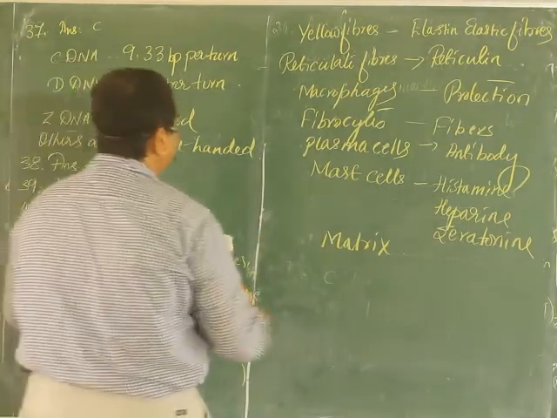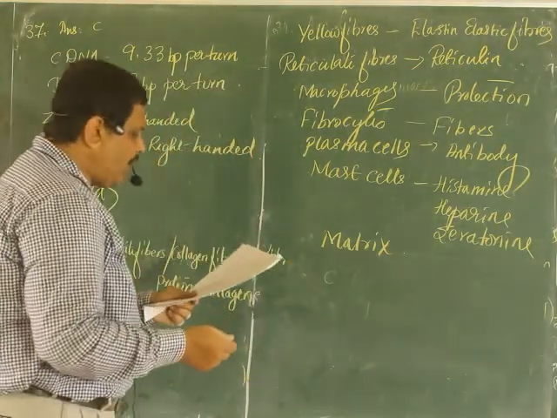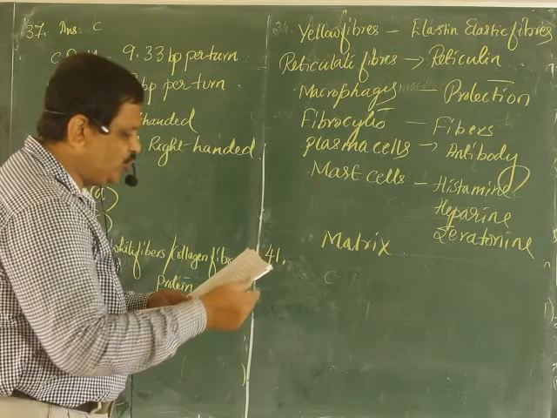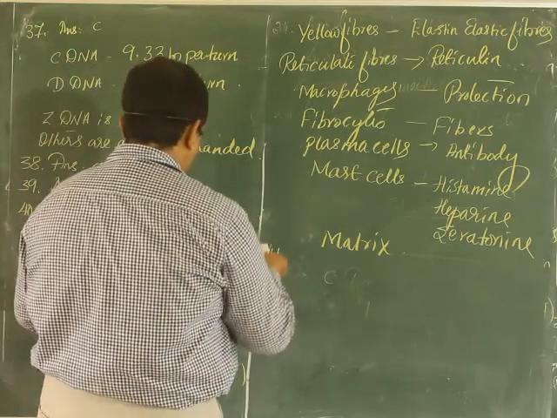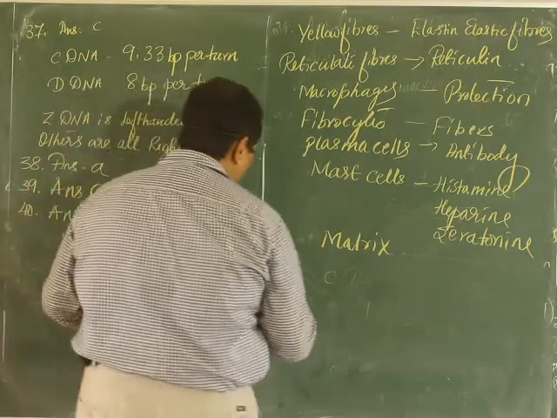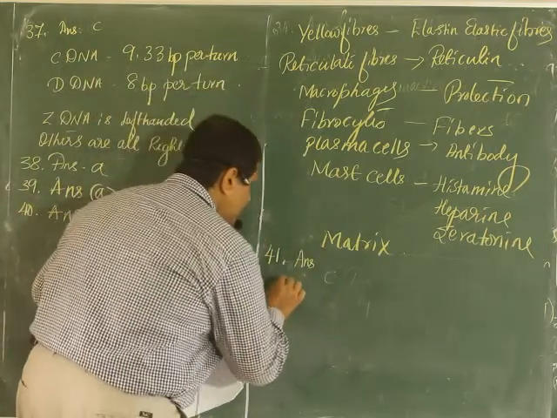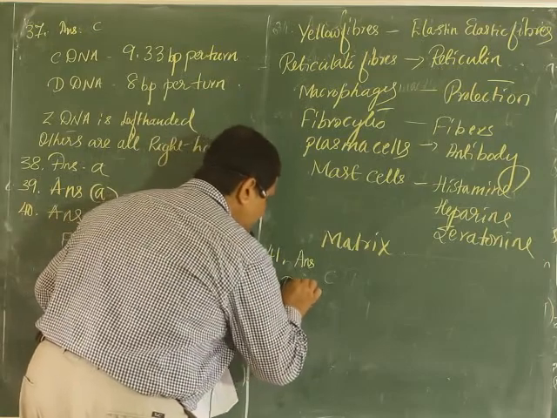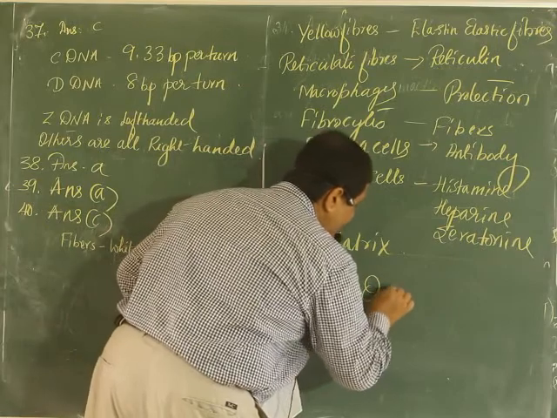Question 41. Which of the following substances makes the bone tissue unique among the body? Because you know bone is very hard, and the bone cells are also called osteocytes.